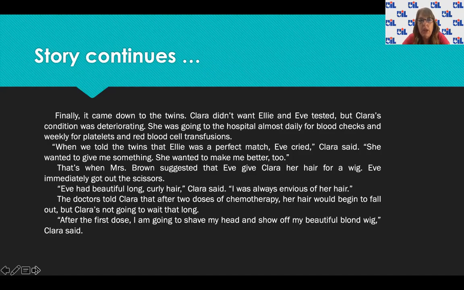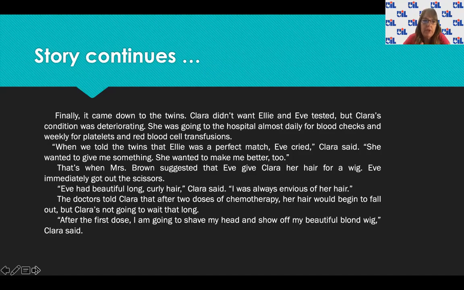It's got the emotion. "When we told the twins that Ellie was a perfect match, Eve cried, Clara said. She wanted to give me something. She wanted to make me better too." Next transition: "That's when Mrs. Brown suggested that Eve give Clara her hair for a wig. Eve immediately got out the scissors. Eve had beautiful long curly hair, Clara said. I was always envious of that hair. The doctors told Clara that after 2 doses of chemotherapy, her hair would begin to fall out, but Clara is not going to wait that long. After the first dose, I'm going to shave my head and show off my beautiful blonde wig, Clara said."